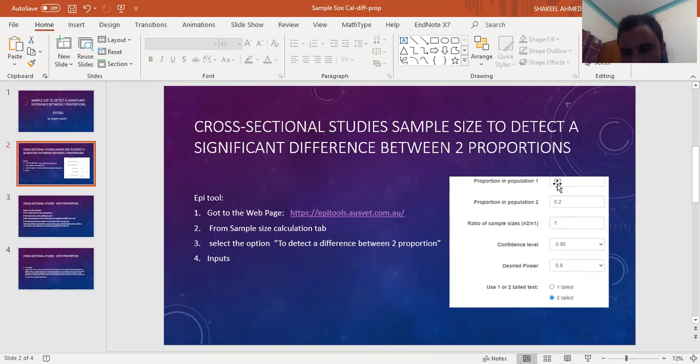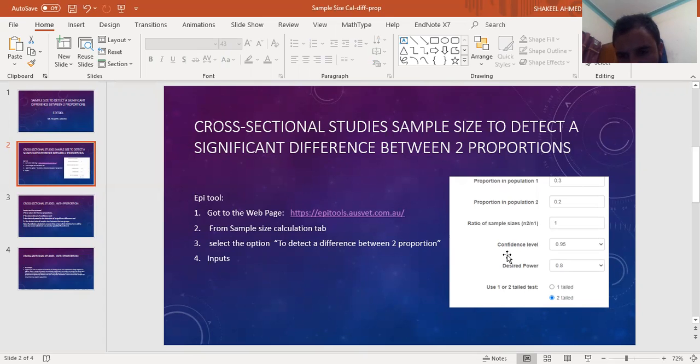The first box is for proportion in population 1, which is the population proportion for the first group, and the second is the population proportion for the second group, and the ratio of sample size n2 divided by n1 is the ratio of the number of people required in sample 1 and sample 2, and the confidence level, which is usually taken at 95%, and the desired power of study. The power of study is also important. If we increase the power of study, it might require a larger sample size or number of units or individuals in the study.